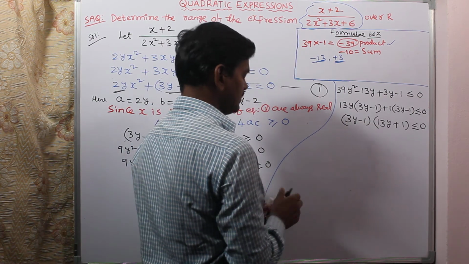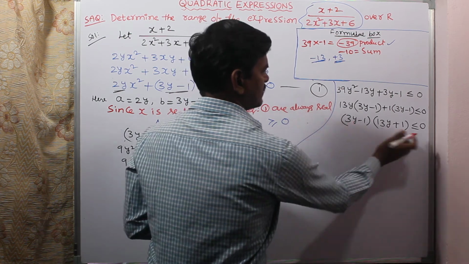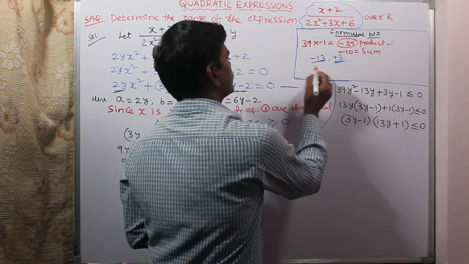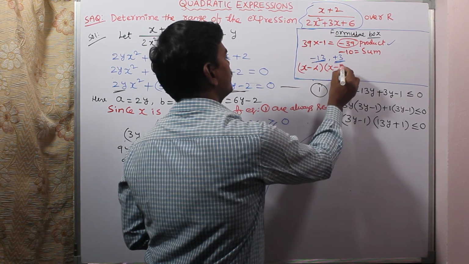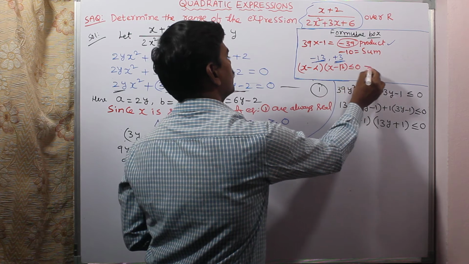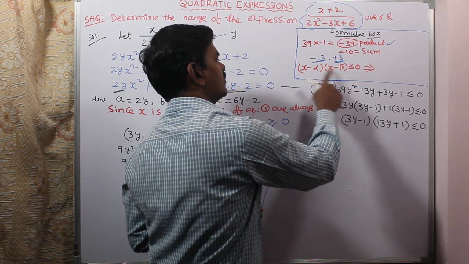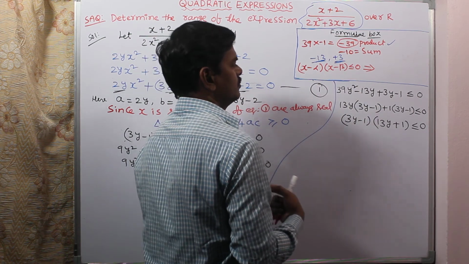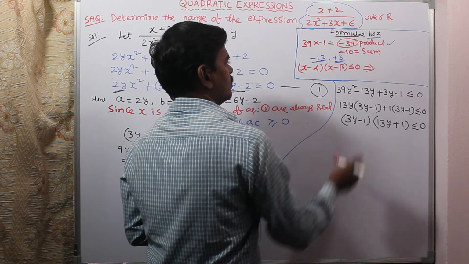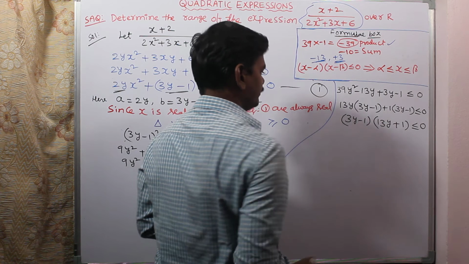In this situation we have to recall the inequation formula. Here I have the less than or equal to 0 symbol, so I have to recall the formula for x minus alpha into x minus beta less than or equal to 0. You must be thorough with the formulas, once for less than or equal to 0 and once for greater than or equal to 0. Both formulas you have to know well. So what is the formula? Alpha less than or equal to x less than or equal to beta.